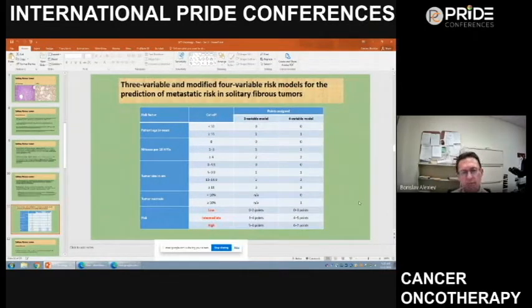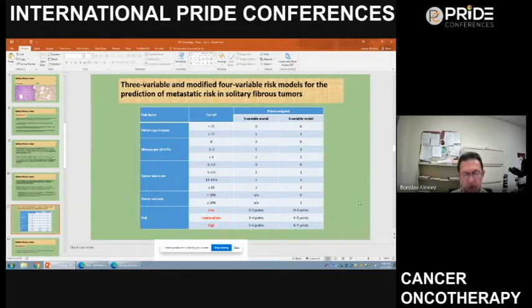In the D'Amico models, the 3 and 4 variable models, there are 3 or 4 risk factors: patient age, mitosis, tumor size, and then in the 4 variable model, also tumor necrosis is included. Patient age is scored as 0 if the patient is younger than 55 years, and 1 if the patient is 55 years and older. The mitotic activity is scored as 0 if there is less than 1 mitotic figure per 10 high power fields, 1 if there are 1 to 3 mitotic figures per 10 high power fields, and 2 if there are 4 or more mitoses.